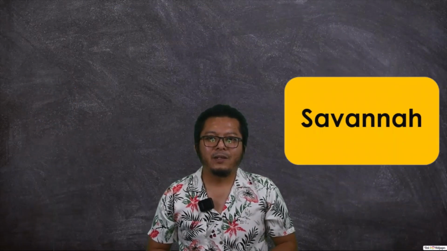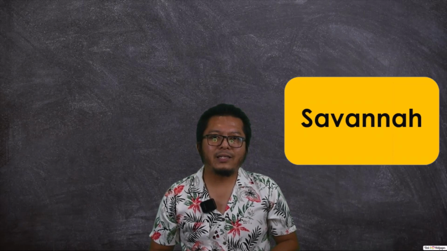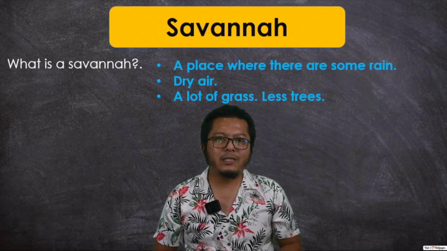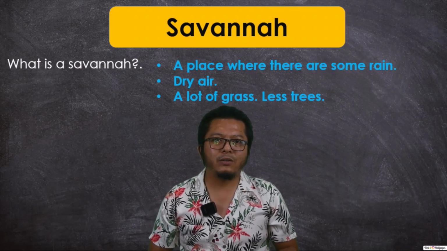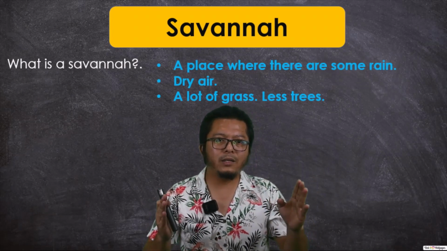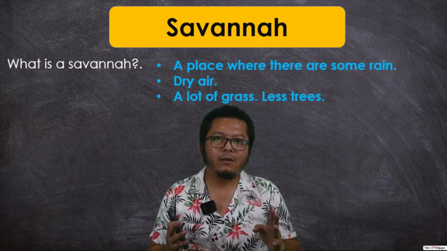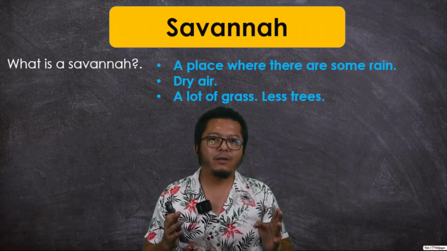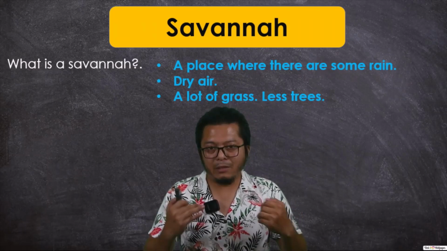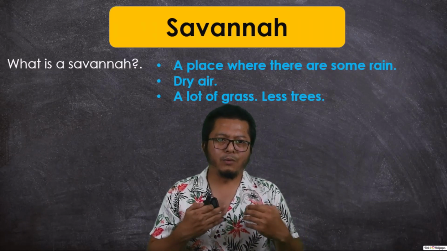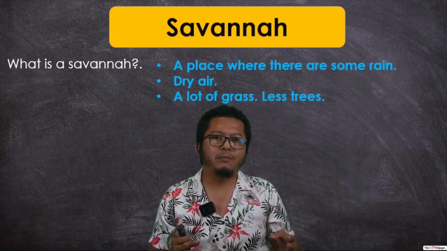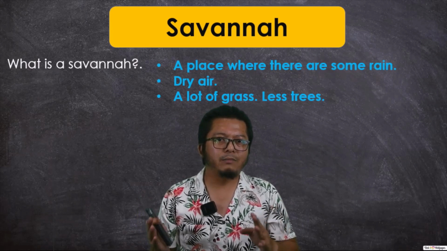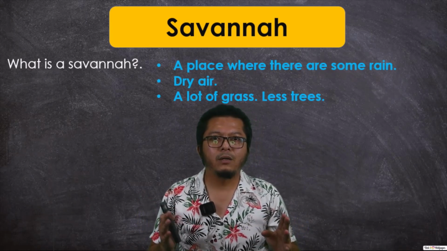Okay? So we move on to the next habitat, the savanna. What is a savanna? A savanna is a place where there is some rain. Usually in 1 year, there is less rain. Hujannya kurang. There is rain, yes, but it's less than in our place, Brunei. Brunei has rain almost all the time. In the savanna, the rain is little. Sometimes it rains, most of the time not.